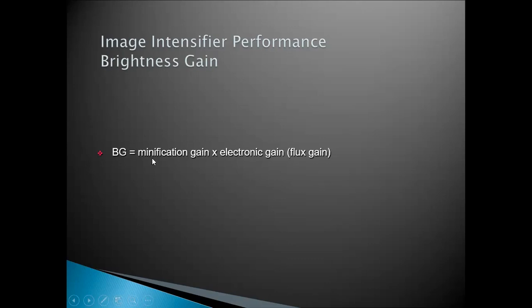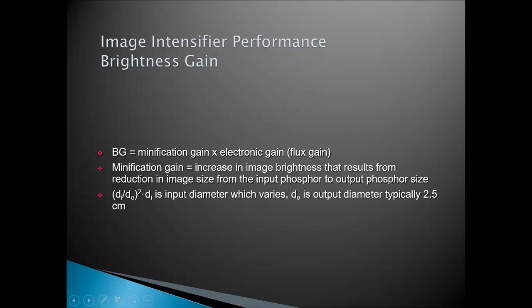And the magnification gain is the area of the input phosphor over the area of the output phosphor, that is, the diameter of the input phosphor squared over the diameter of the output phosphor squared.